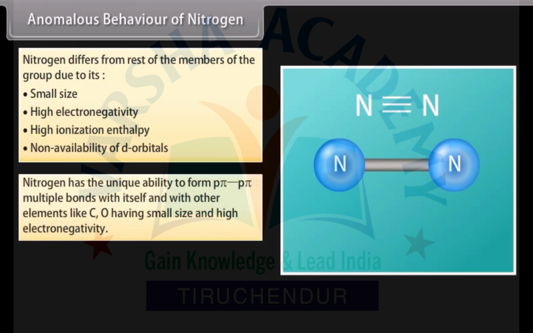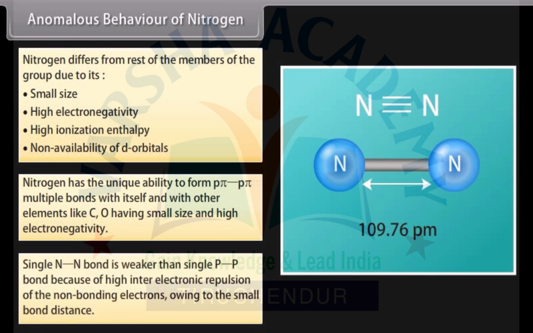Nitrogen has the unique ability to form pπ-pπ multiple bonds with itself and with other elements like carbon and oxygen, having small size and high electronegativity. Thus, nitrogen exists as a diatomic molecule with a triple bond between the two atoms having high bond enthalpy, 941.4 kJ per mole. Single nitrogen-nitrogen bond is weaker than single phosphorus-phosphorus bond because of higher inter-electronic repulsion of the non-bonding electrons owing to the small bond distance.